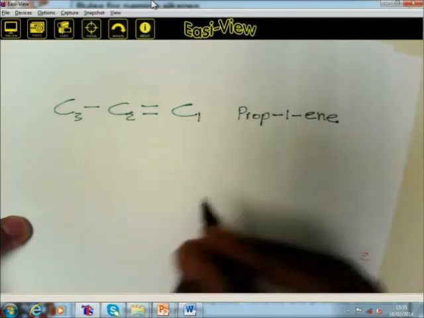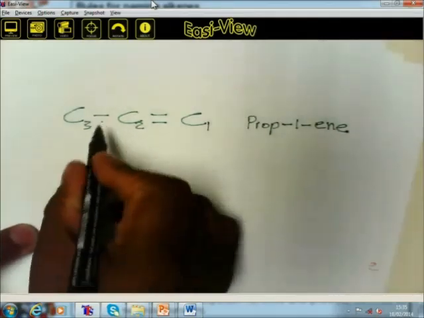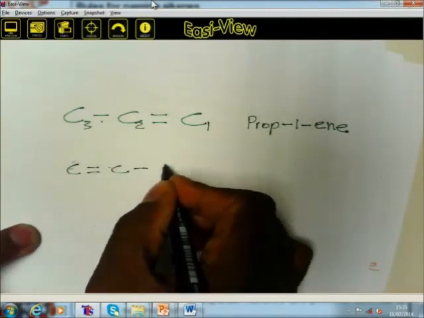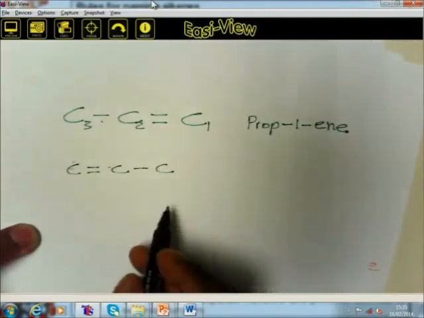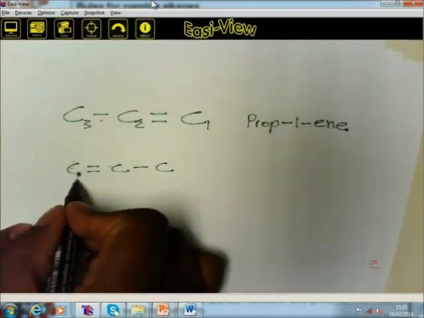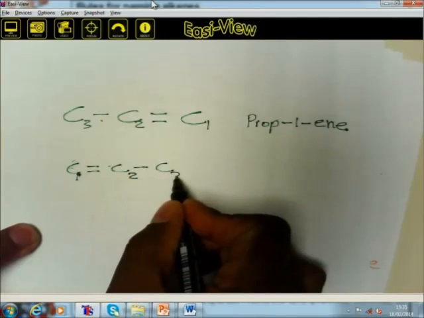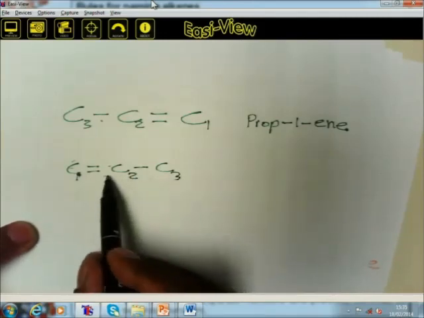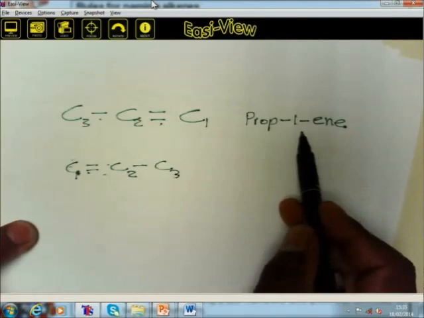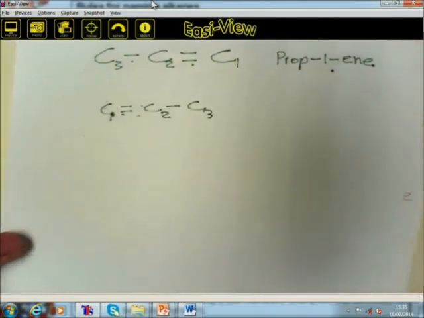If I change and put the double bond this side, I'll have the double bond, 1, 2, 3. So I must number it from the side nearer to the double bond. It doesn't matter whether the double bond is this side or that side, the name will still be the same, propene. And then let's check if we've got 4 carbons.